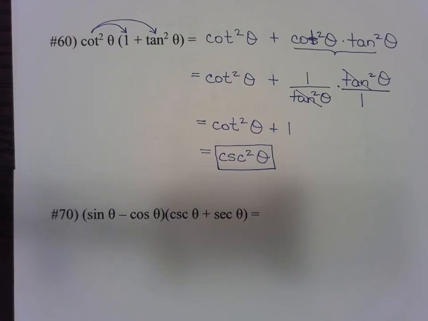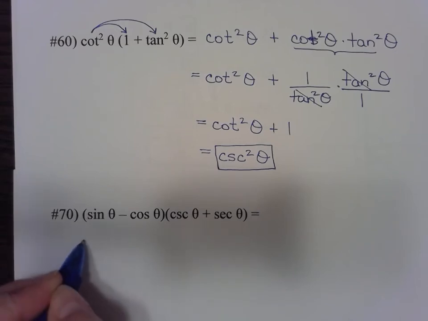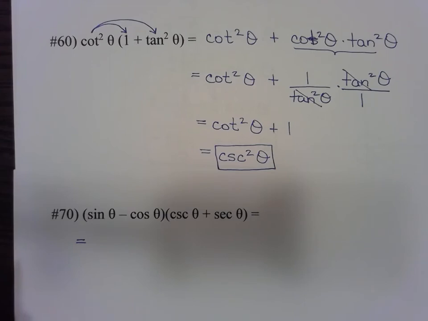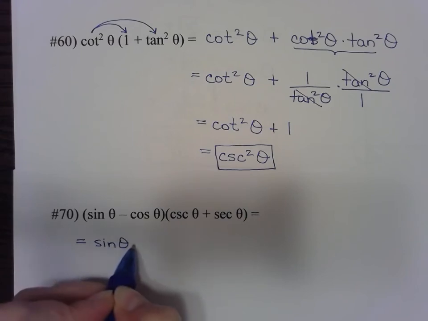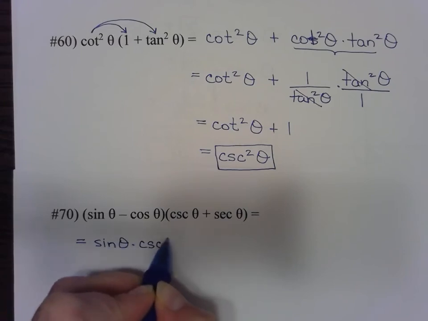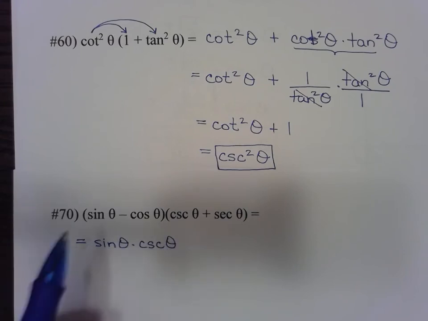I think we could use algebra for this one as well. This is number 70 from your book. We have the sine of theta minus cosine of theta, in parentheses, multiplied by the cosecant of theta plus the secant of theta. Let's use FOIL to multiply this out. So we'll do the first times the first. And even though we could probably simplify it right away, I'm going to do it piece by piece, so I'm going to write it out first.